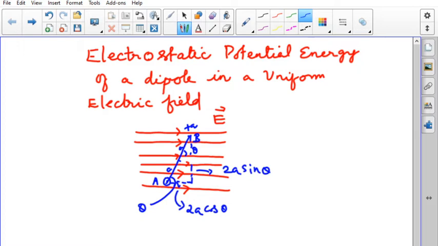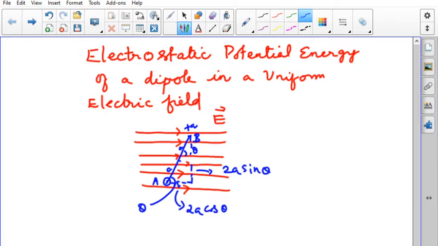Now the dipole is placed in the uniform electric field, and you know definitely that the dipole will experience a torque when it is placed in the field E vector. This torque will rotate the dipole to align it with the direction of the electric field. The dipole will be rotated in the direction of the electric field.